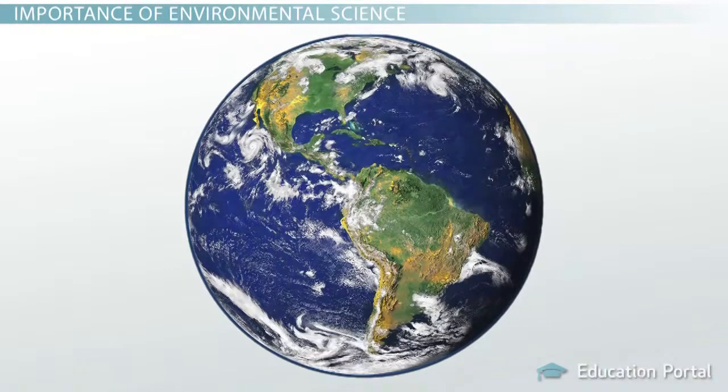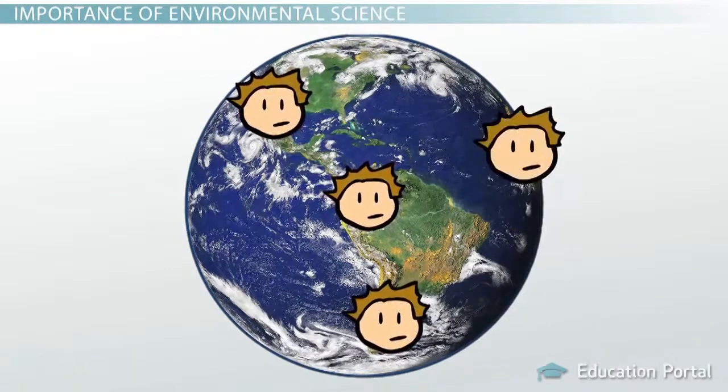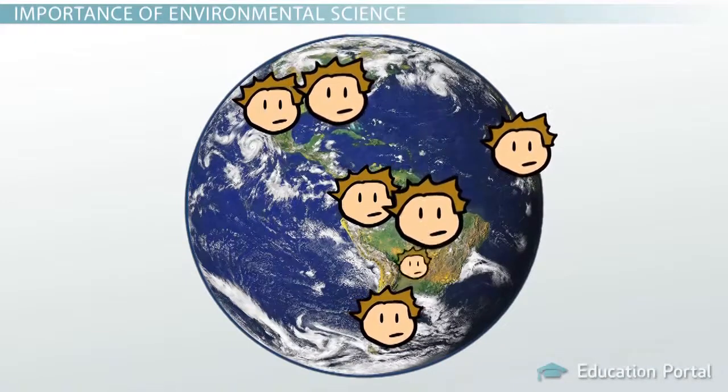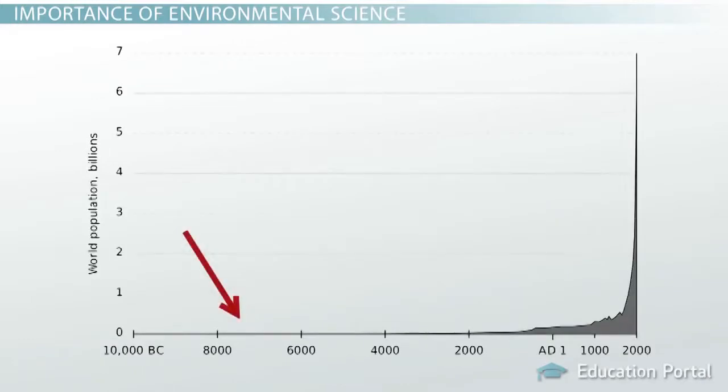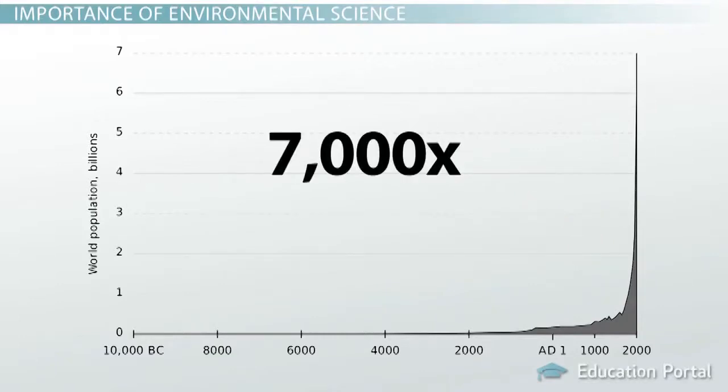The large change is the dramatic increase in the number of humans on Earth. For most of human history, the population has been less than 1 million people, but the current population has skyrocketed to over 7 billion people. This equals out to 7,000 times more people.